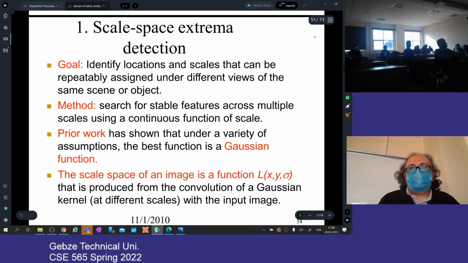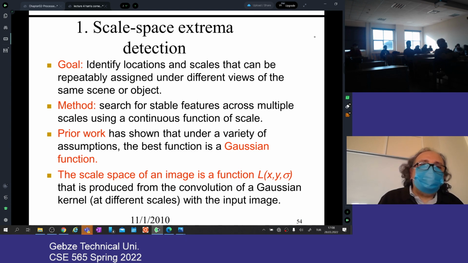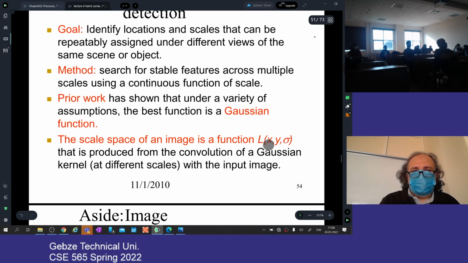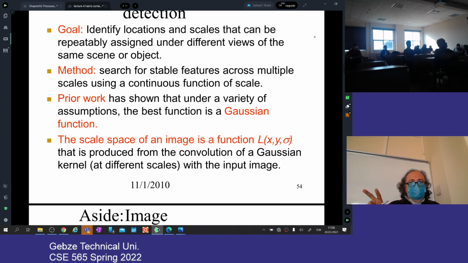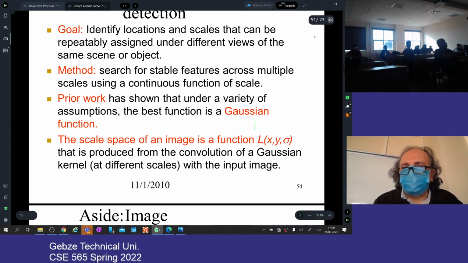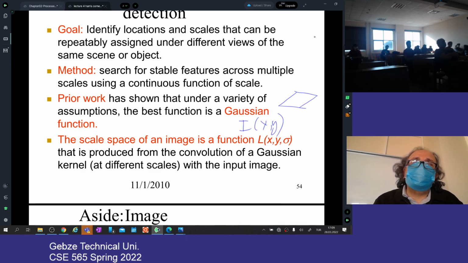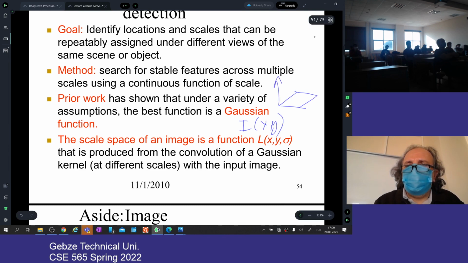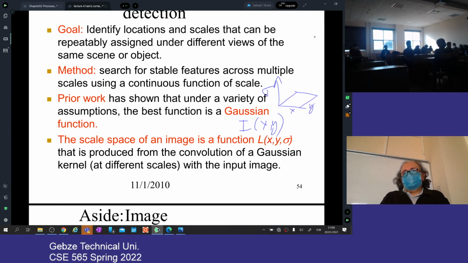Okay, so let's look at this scale space extrema detection. Our goal is to identify locations and scales that can be repeatedly assigned under different views. What am I going to do for this? I am going to switch to scale space. My images are two-dimensional, right? I(x, y), this is how I represent my images. This guy says that let's represent our images in 3 dimensions. This is x and y, and my third dimension will be sigma. And sigma is the parameter of a Gauss function. So when I increase the sigma, I am smoothing my image out.